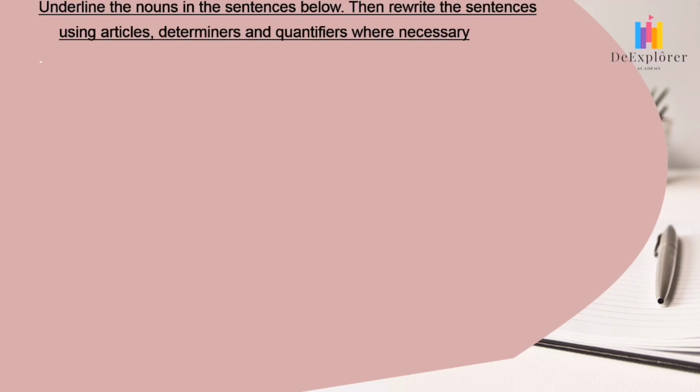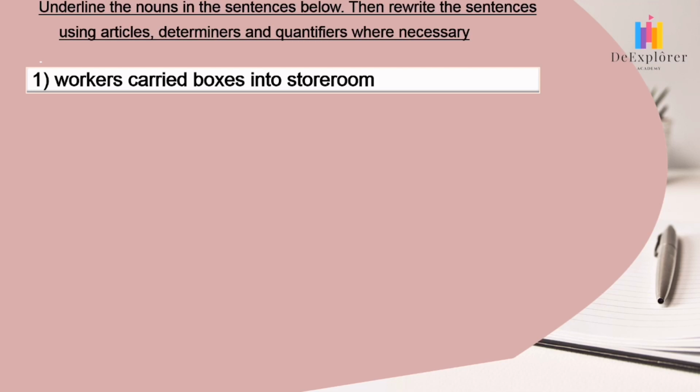Look at the sentences below. You're going to underline the nouns in the sentences and rewrite the sentences using articles, determiners, and quantifiers where necessary. Question 1. Let's read the question first. Workers carried boxes into storeroom. Can you underline the nouns first? Right, the nouns are workers, boxes, storeroom. These are the nouns.